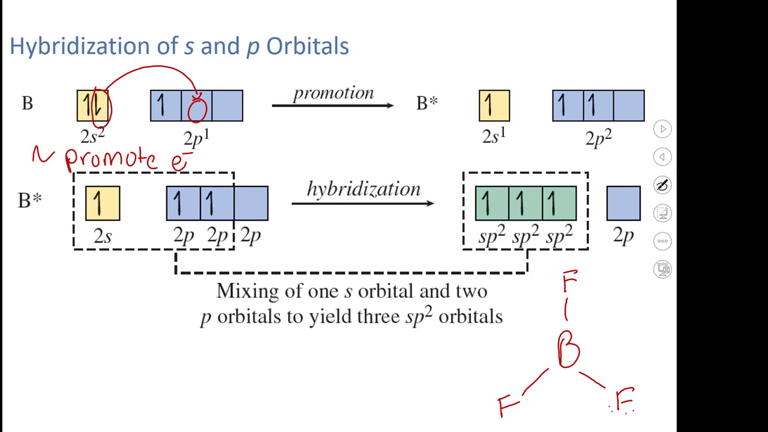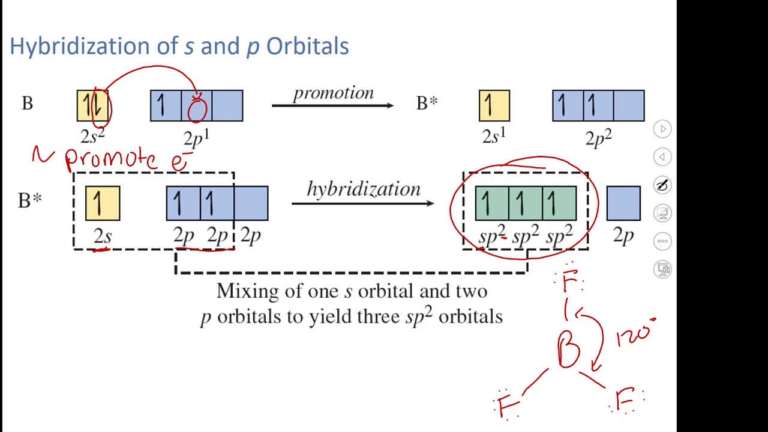And each of these fluorines has 3 lone pairs. So boron trifluoride, we know from VSEPR theory, is trigonal planar with a 120-degree bond angle. So we made 3 hybrid orbitals, and these are called sp2 because they're made from an s and 2 p orbitals. I made it from an s and 2 p orbitals, sp2.